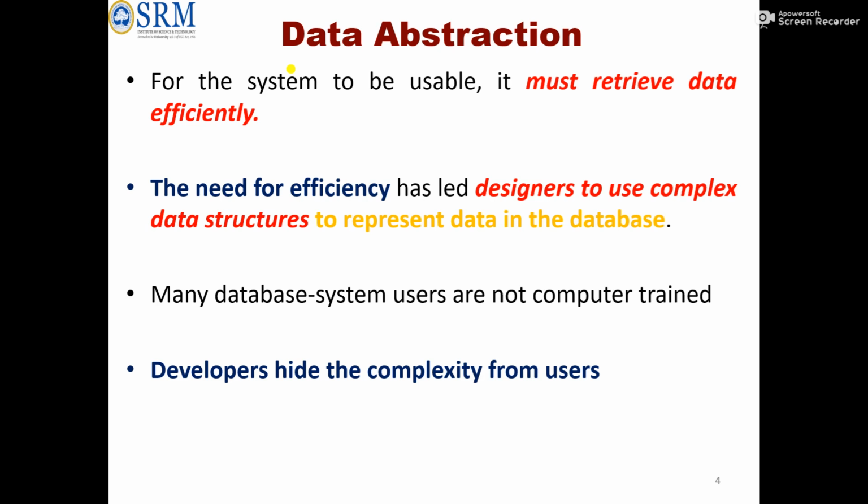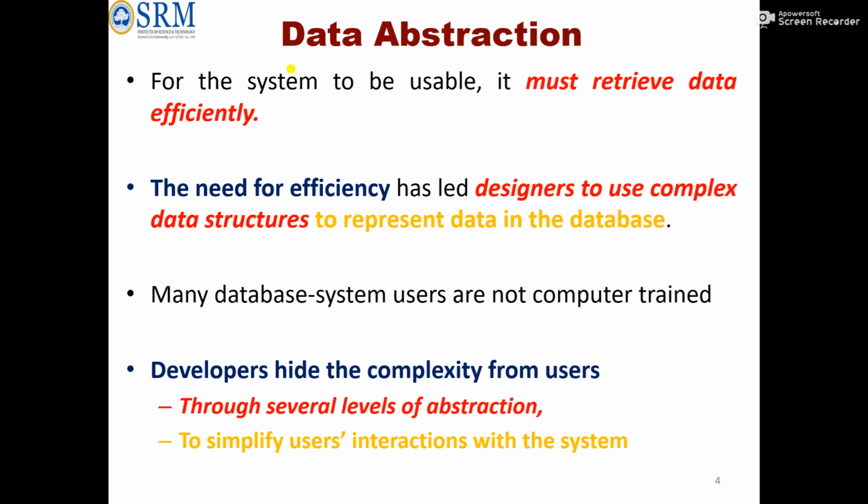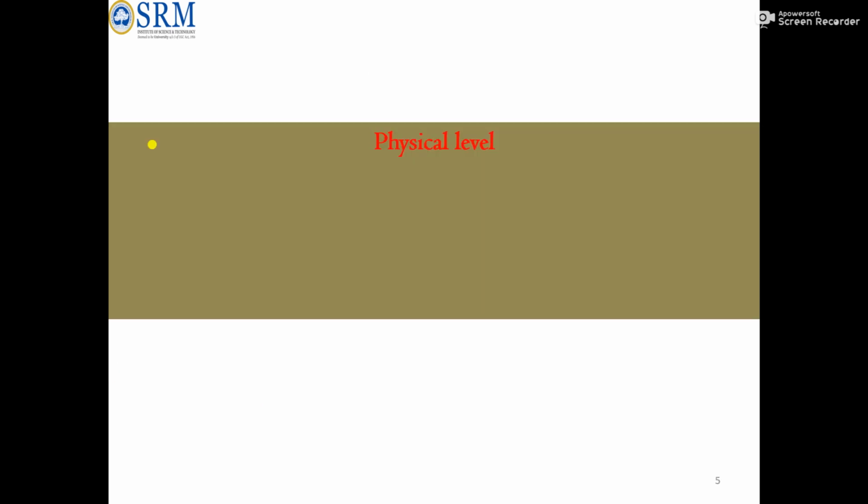Because of this, I need to hide certain complexity from the users by using various levels of abstraction. With this, what I am trying to do is simplify the user interactions with the system, in turn achieving efficiency through the various levels of abstraction. Right? So this I am going to name as the views of the database.